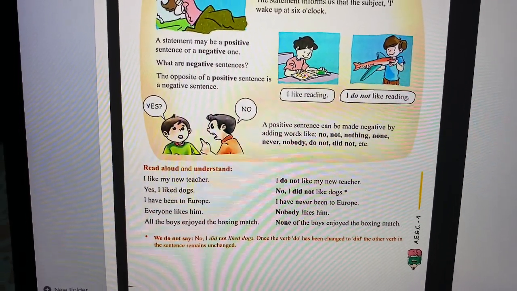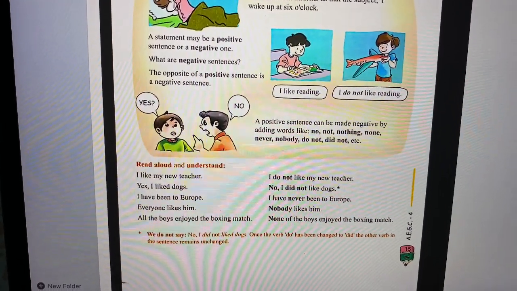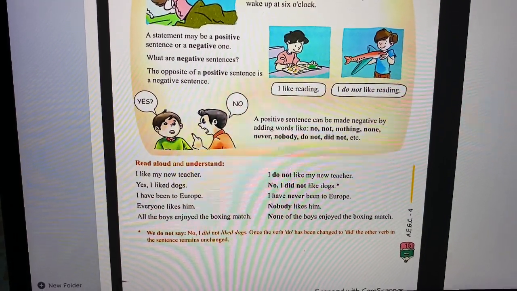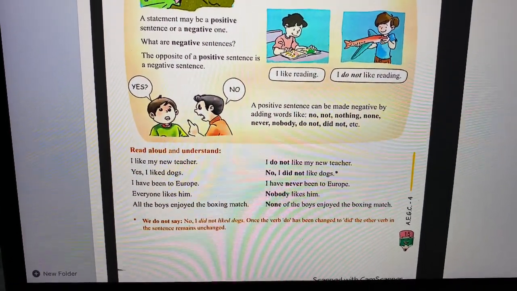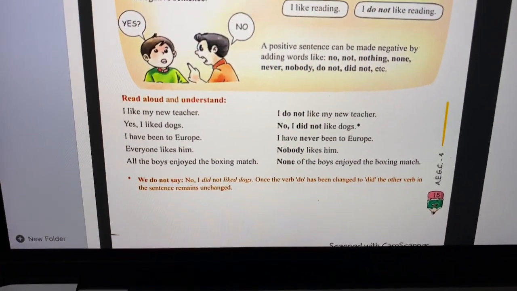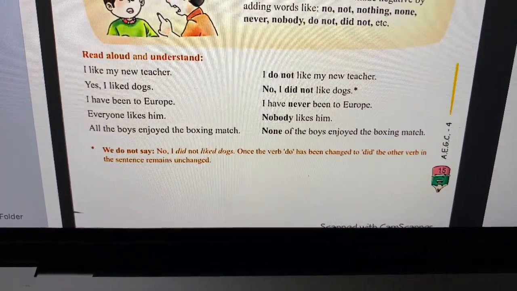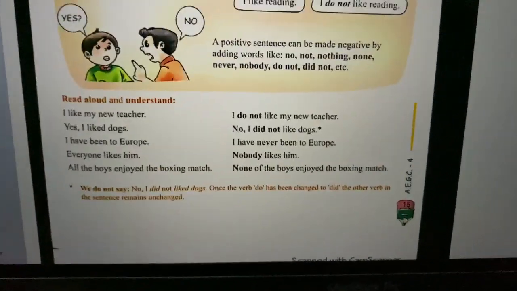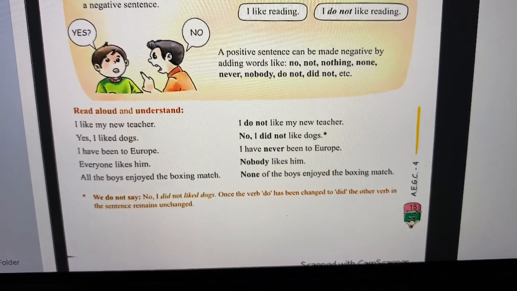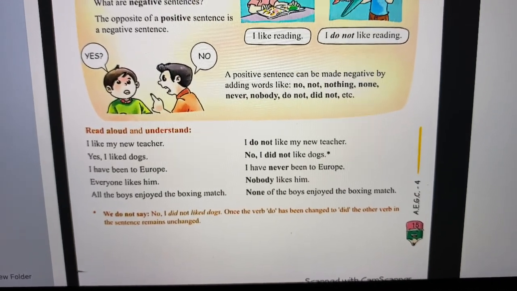Yes, I liked dogs. So this is the positive sentence. To turn it into a negative sentence, it will become, no, I did not like dogs. But this is a mistake. This is not the way to say it. So over here it has a star because this is the wrong way. At the bottom it says, we do not say, no, I did not like dogs. Once the verb do has been changed to did, the other verb in the sentence remains unchanged. So remember that.